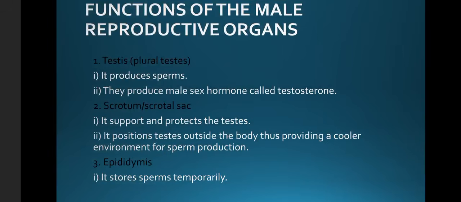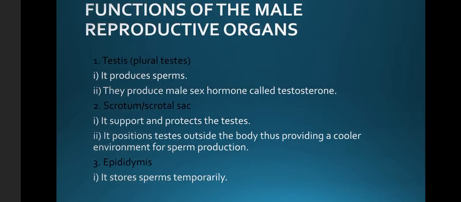The second part of the male reproductive system that I want us to discuss is the scrotum. Another name for scrotum is scrotal sac. And scrotal sac has two functions. Function number one, it normally supports and protects the testis. And function number two, it normally positions the testis outside the body. And this one is very important because that position outside the body will provide a cooler environment that is normally very much favorable for sperm production.